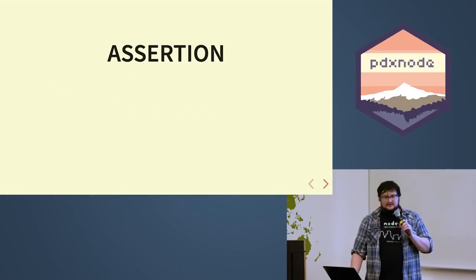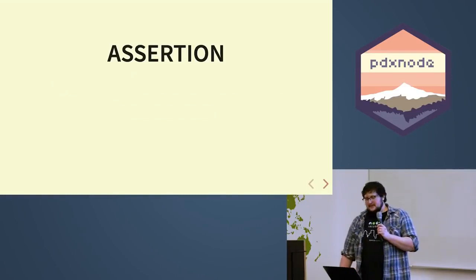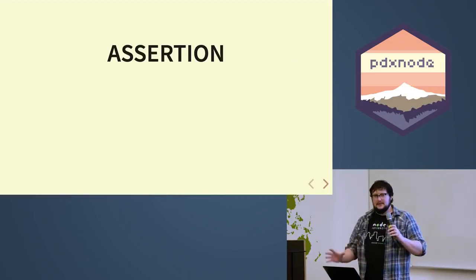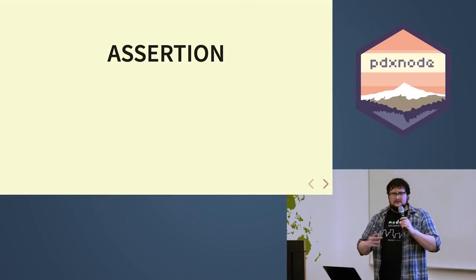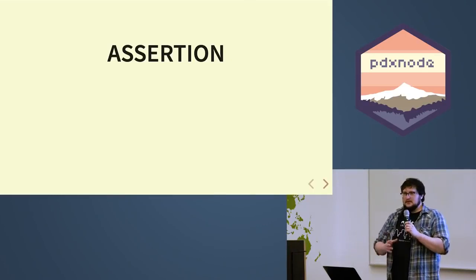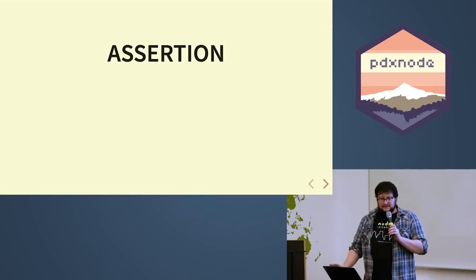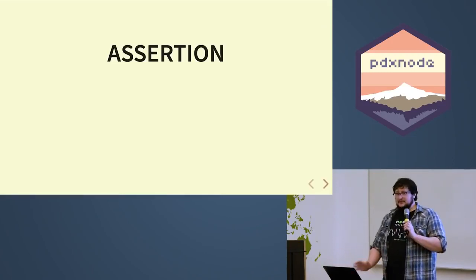The first thing is the assertion. And so what is an assertion? It's fundamentally a comparison. And if the comparison is true or truthy, nothing happens. If the comparison is false or falsy, then it throws an exception.